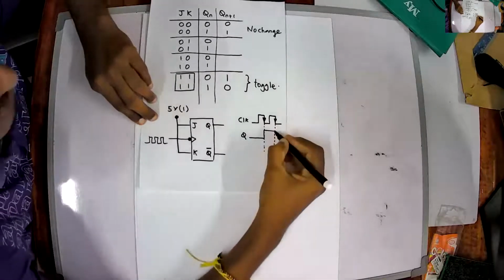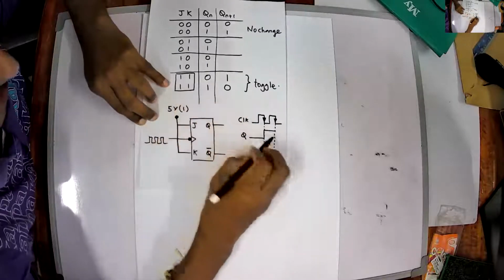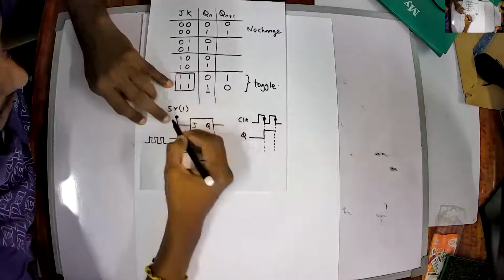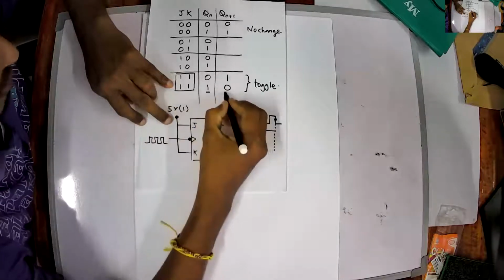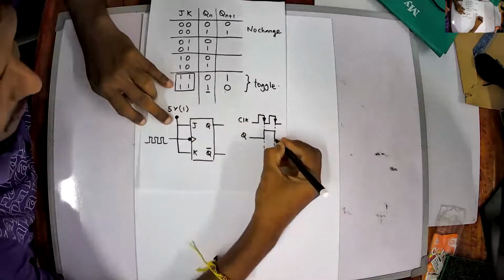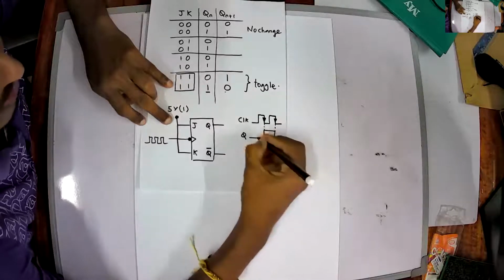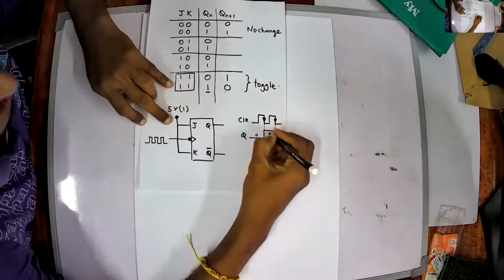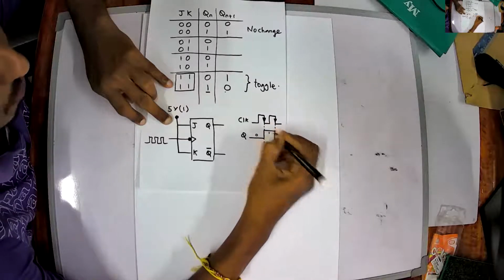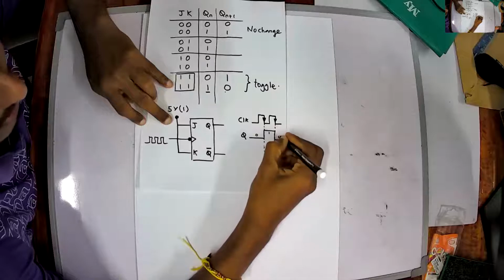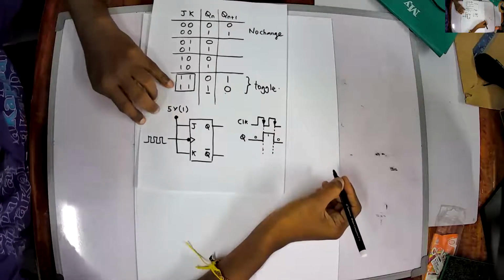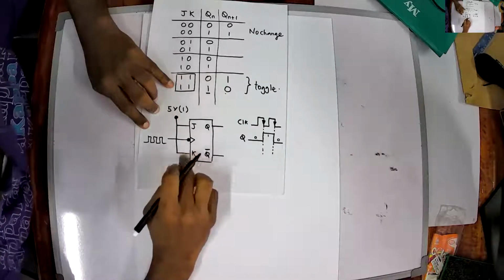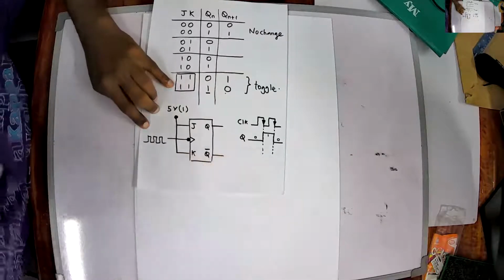Whenever the next negative pulse is encountered, again, Qn is 1 with J equals 1 and K equals 1, so it needs to toggle, and it simply goes down to 0. So for the first pulse it is 0, for the second clock pulse it is 1, and for the third pulse it becomes 0. So this is the working principle of a simple JK flip-flop.